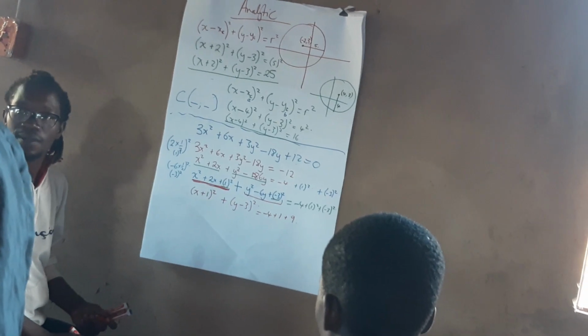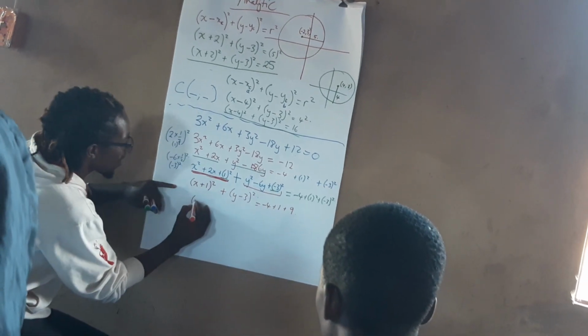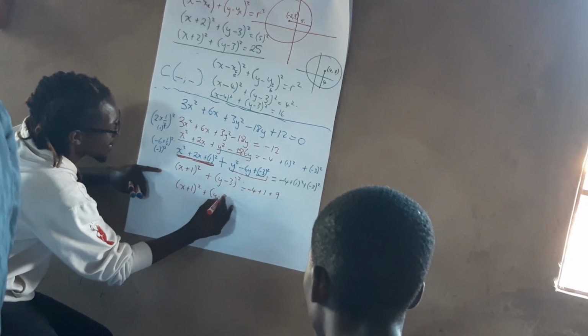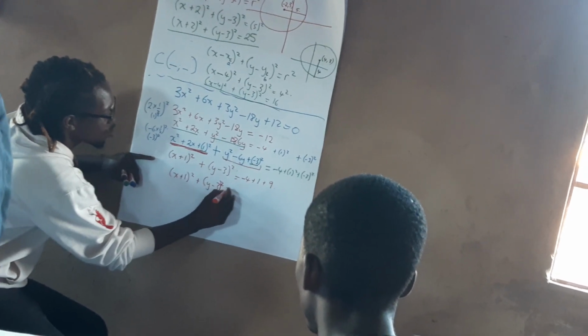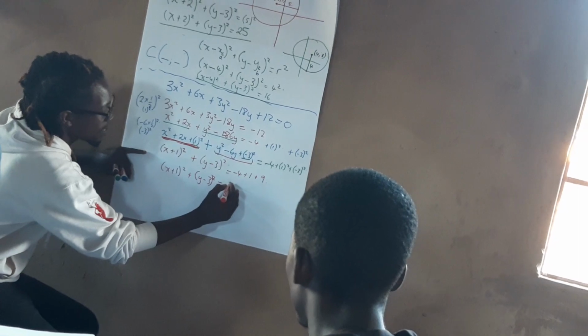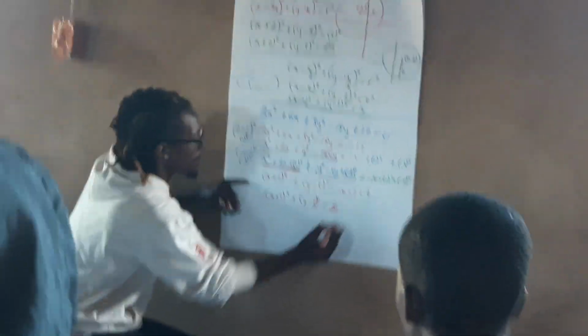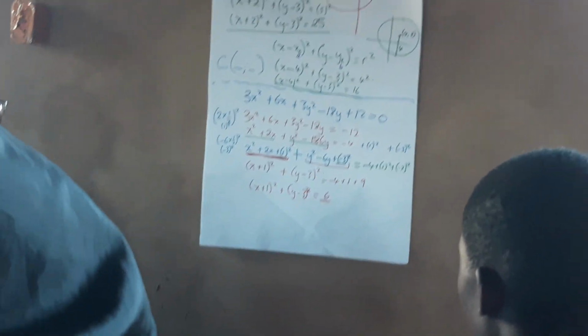So it will mean that our x plus 1 squared plus our y minus 3 squared should be equal to what? 6. Is it 6? Yeah, are you sure? Yeah, 6. So this is our equation of our circle in standard form.